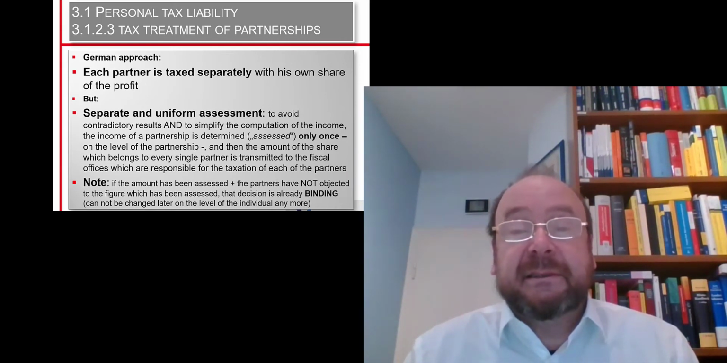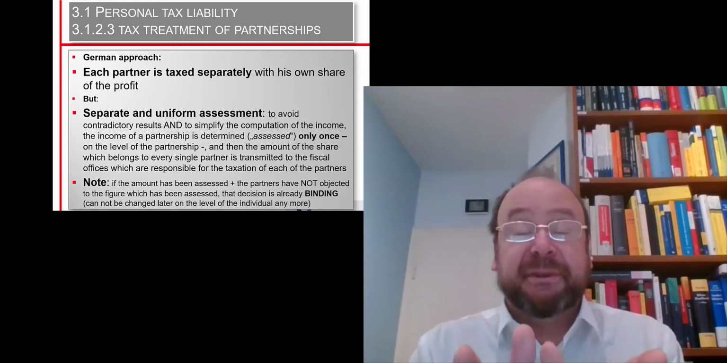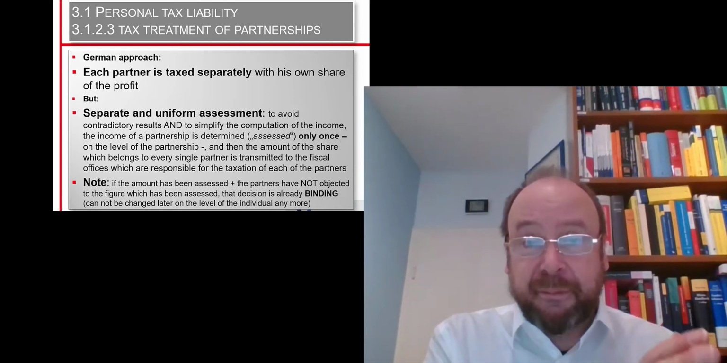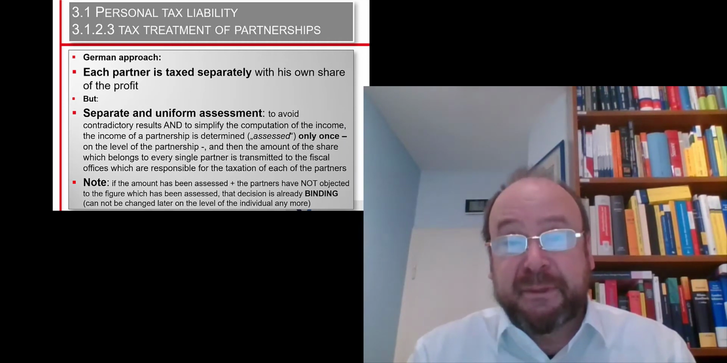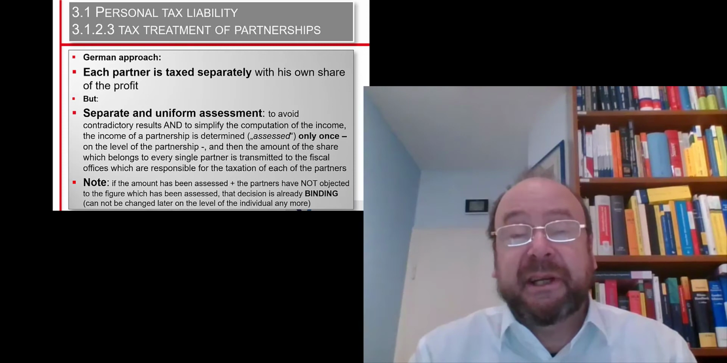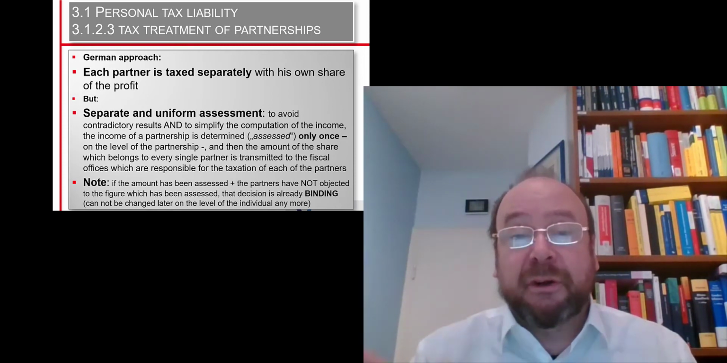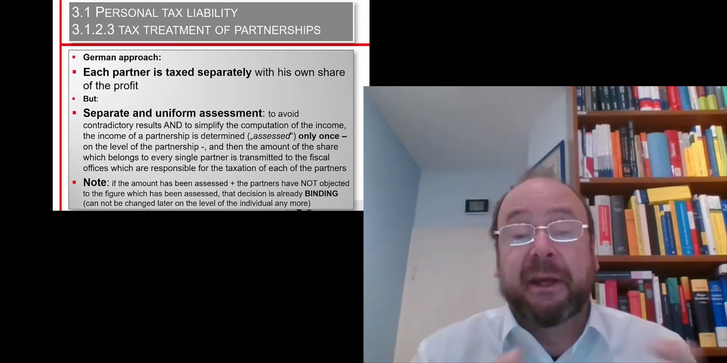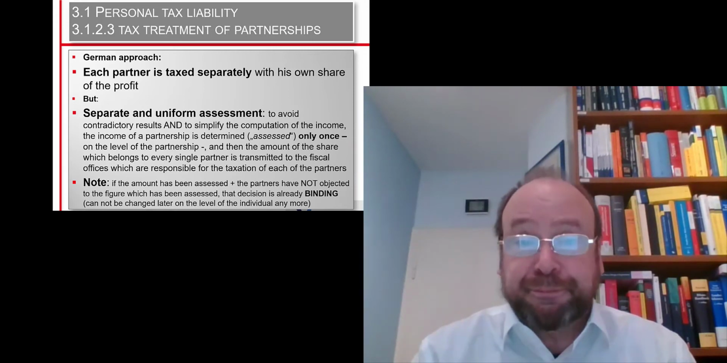That is called a separate assessment because the profit of the partnership is determined separately from the rest of the income. And it's also called a uniform assessment because the calculation of the profit is done in the same way for all of the partners. So it's a uniform assessment. There can be no differences. And so this is called, under German law, a separate and uniform assessment.